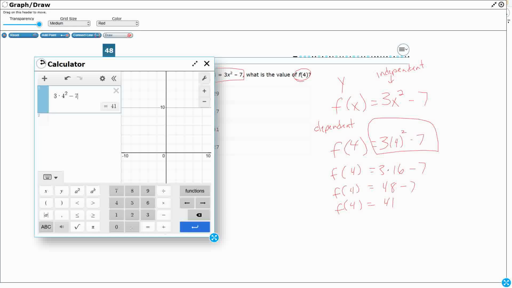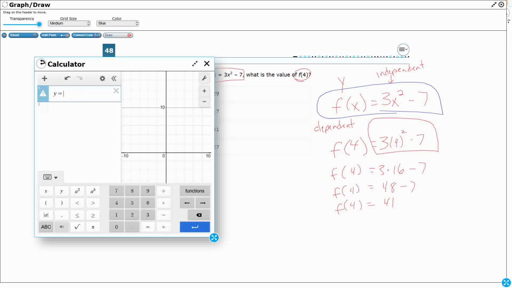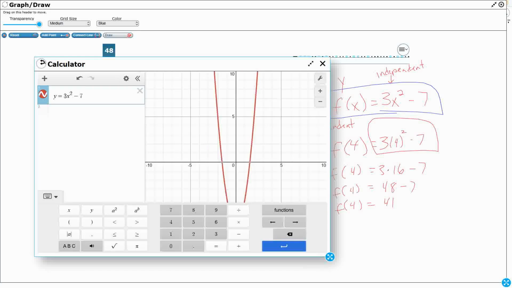Another interesting way to do this is to delete this. We don't have the f of x, but let's just put that as y. y equals, let's graph this. We're going to go back to the original here, and substitute in that y for the f of x, because if we wanted to solve this graphically, we could do this. 3x squared, so you see the quadratic show up there, and then we hit a minus 7.